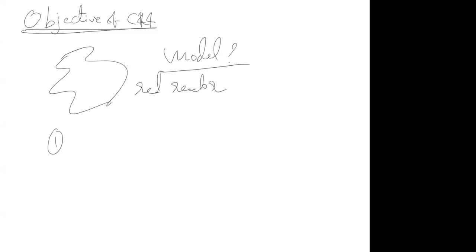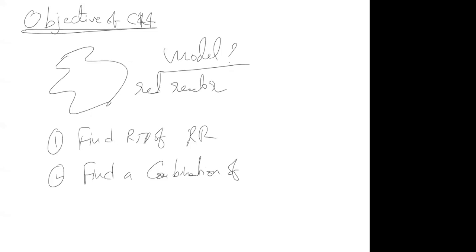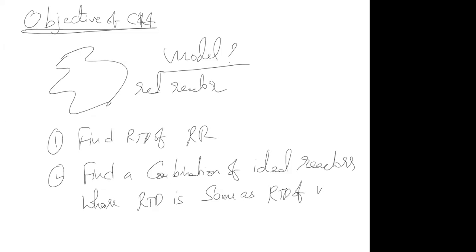First step is to find the RTD of the real reactor. Second, find a combination of ideal reactors whose RTD is the same as the RTD of this non-ideal reactor. Clear? Find a combination of ideal reactors whose RTD is same as the non-ideal reactor.